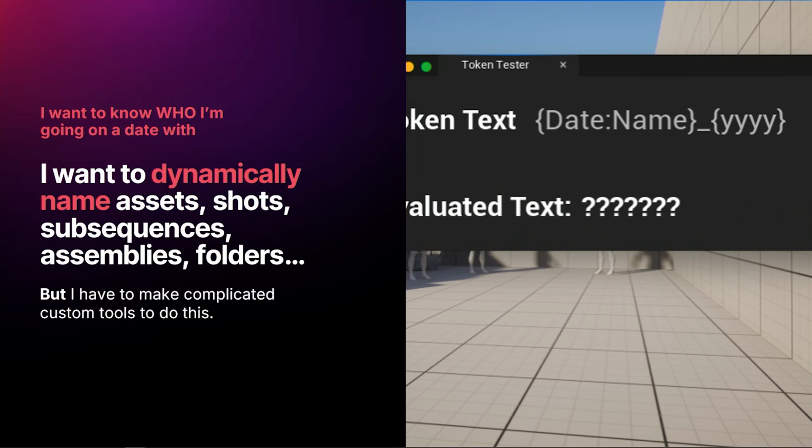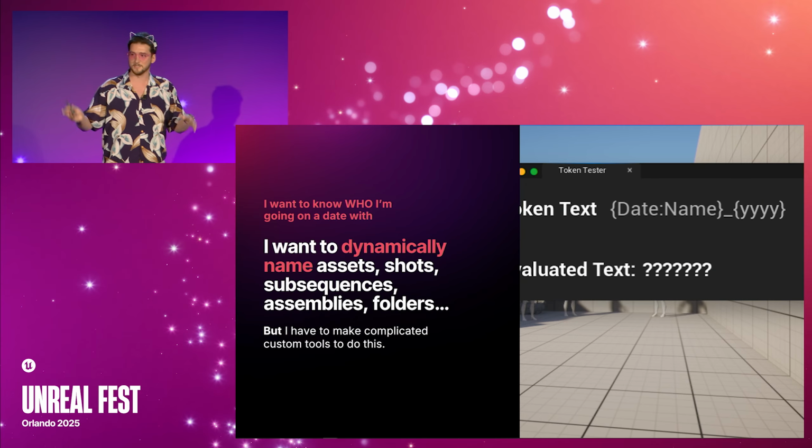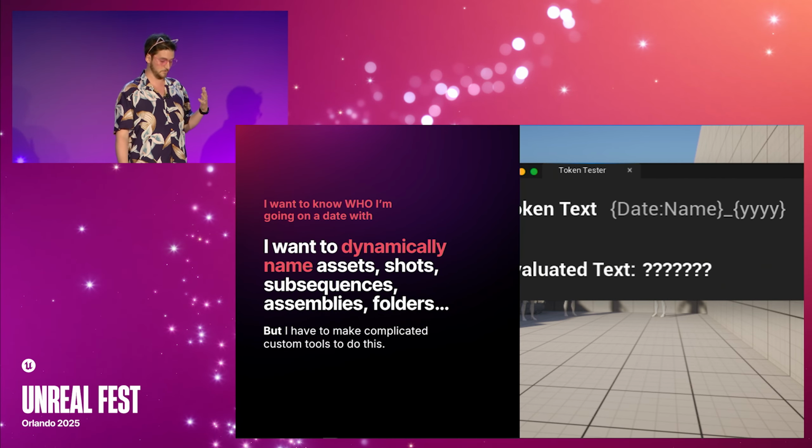I want to dynamically name my assets, shots, subsequences, assemblies, folders, all those things. But you have to make a lot of complicated custom tools to do this. And I've seen a lot of people talk in their talks about custom Python tools and custom blueprints that they need to go through this process. It's a bit arduous and difficult.